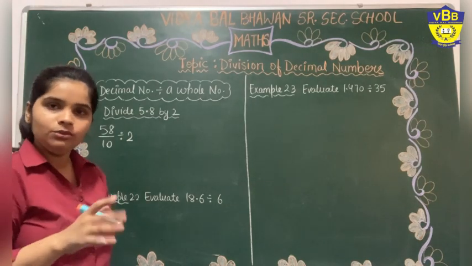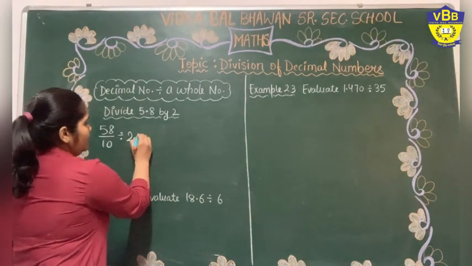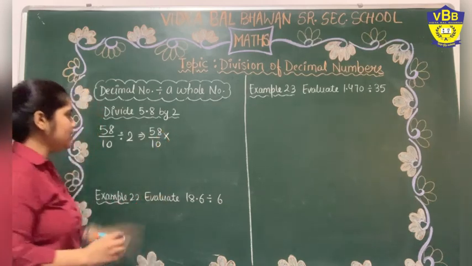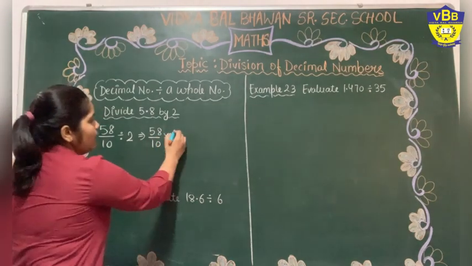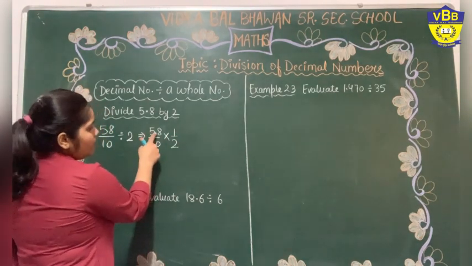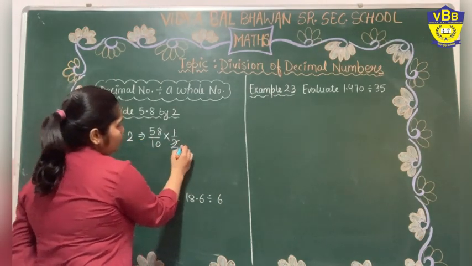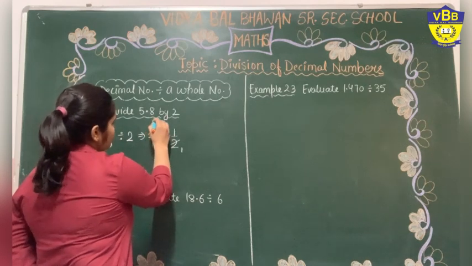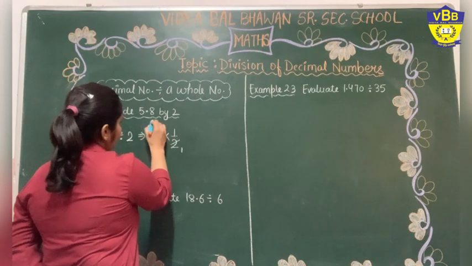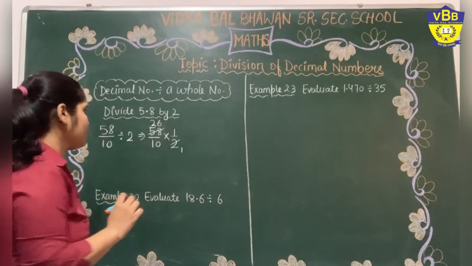We know how to divide fractions. We take the reciprocal of the second number. So in the next step, 58 by 10 multiplied by the reciprocal of 2, that will be 1 upon 2. You can see we can simplify 58 and 2 here with the common factor 2. 2 ones are 2, and 58 can be simplified by 2 to 29.